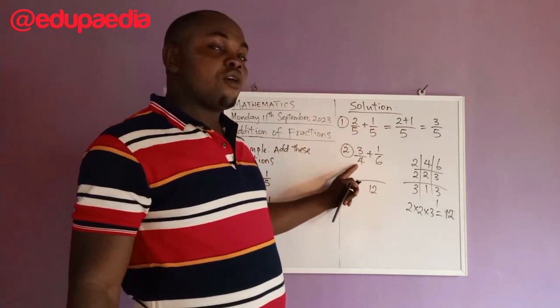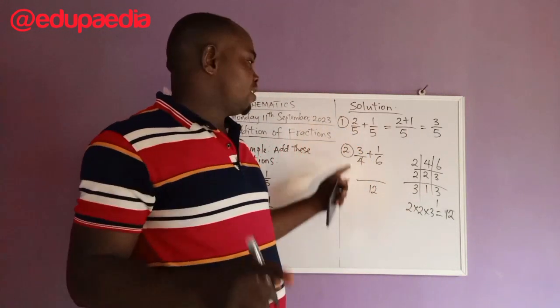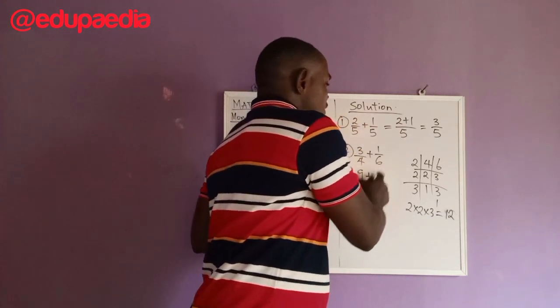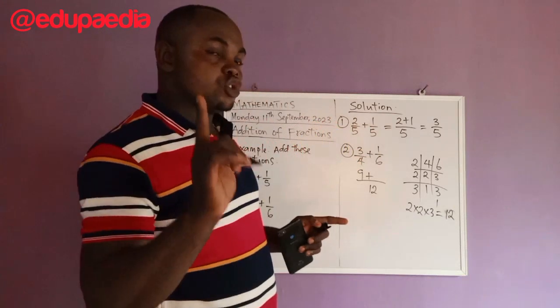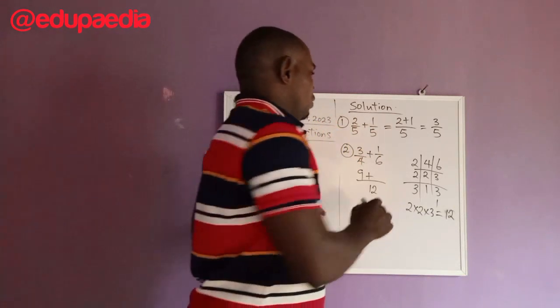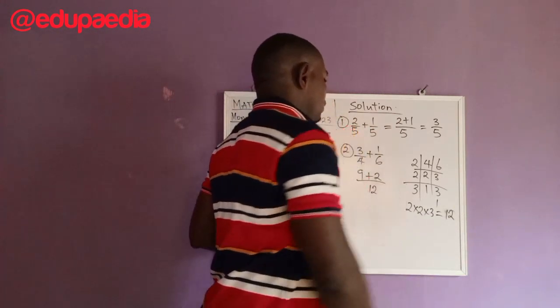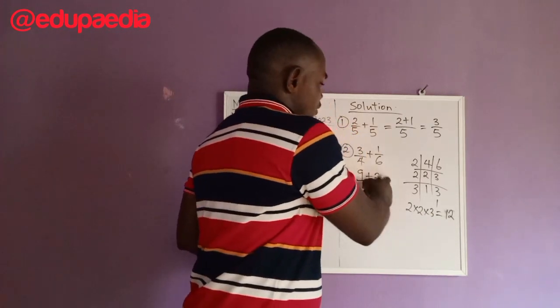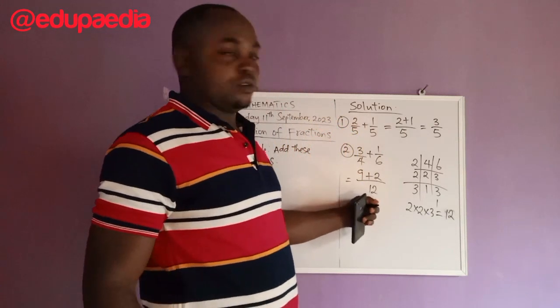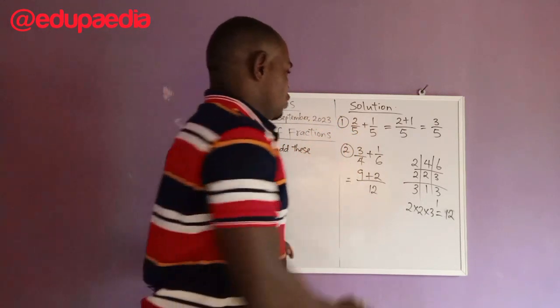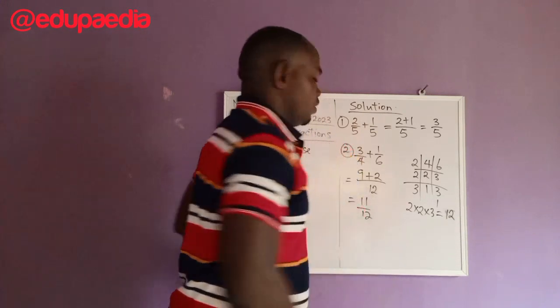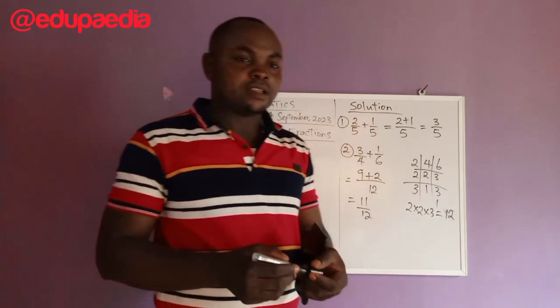12 divided by 4 will give us 3. 3 times 3 will give us 9. 12 divided by 6 will give us 2. 2 times 1 will give us 2. Can you see that? Right? Now we're going to add the numerators because they have a common denominator, which is 12. 9 plus 2 will give us 11 over 12. You can see how easy it is to add fractions.